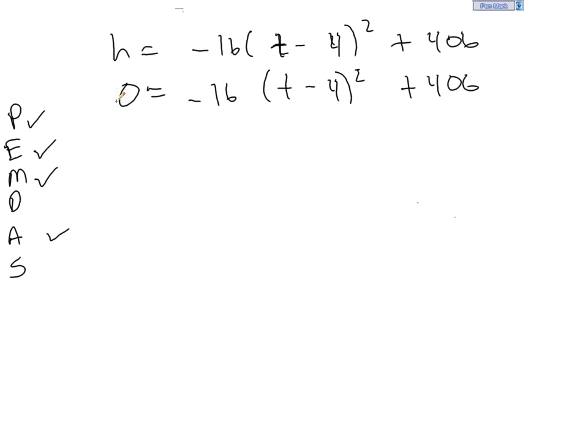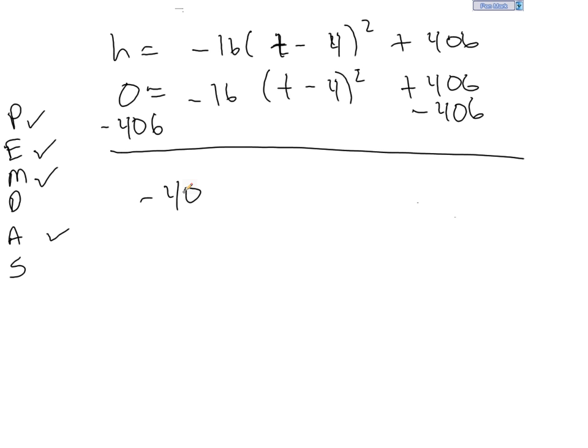So if I know the height, well, the last thing I did was add. So the first thing I'm going to do is subtract. So subtract 406 from both sides. That gives me negative 406 equals negative 16 times t minus 4 squared.